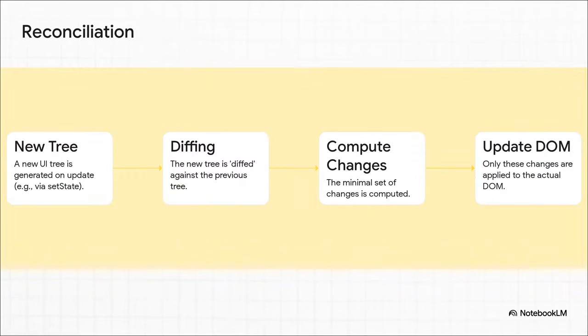And the process is pretty straightforward, really. You do something, right? You call setState, a prop changes, whatever. React instantly creates a new UI tree in its memory. Then the reconciler jumps in, diffs the new tree against the old one, calculates the exact changes, and this is the key, applies only those changes to the real DOM. It's just an incredibly efficient system.